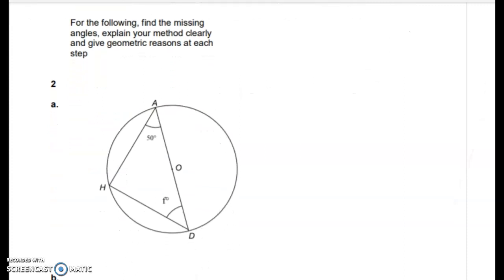The main thing we've got to do is show our reasoning at each step, and I do that using the shorthands that I've taught you in class. It's fine though if you want to write out the whole reason. There's nothing wrong with doing that, it's just a little bit slower. So let's look at 2a.